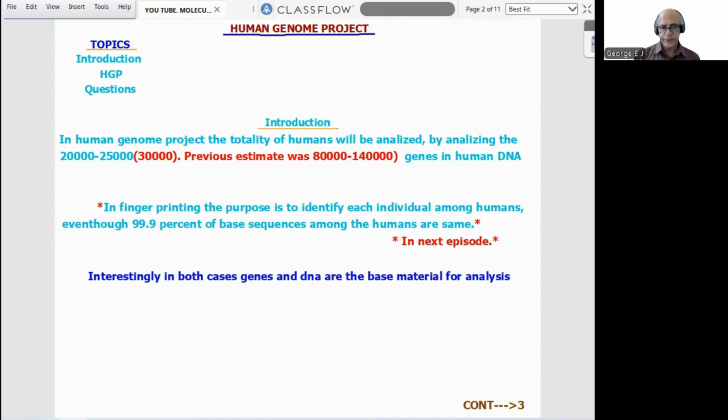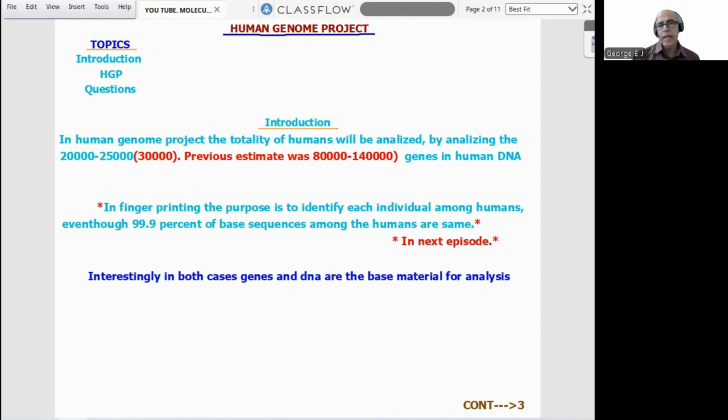Say Human Genome Project, what does it mean? It is the totality of humans. Humans will be analyzed genetically, and the analysis will be on approximately 20,000 to 25,000 genes. The previous estimate was 80,000 or 1 lakh up to 1,40,000 genes in human DNA, but presently it is around 20,000 to 25,000 genes. More specifically, around 30,000 genes will be analyzed. So the features of entire humans will be studied. That is Human Genome Project.